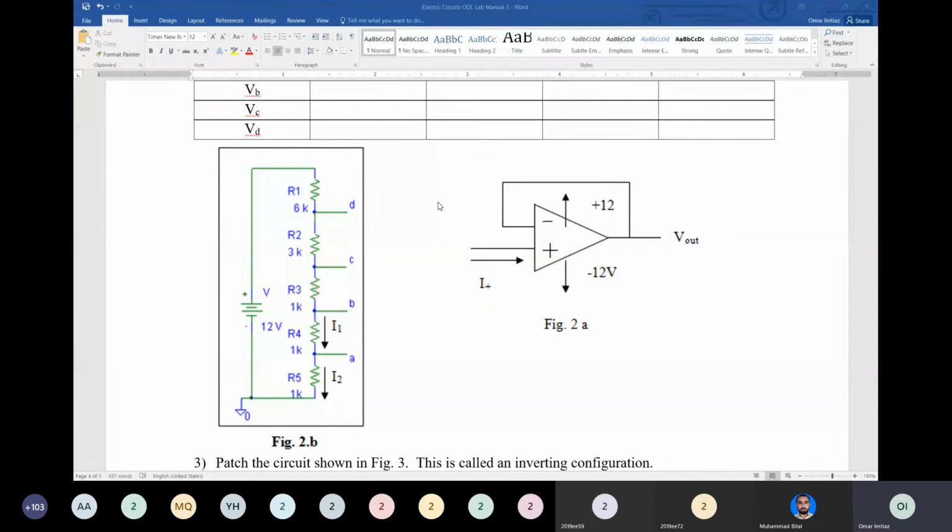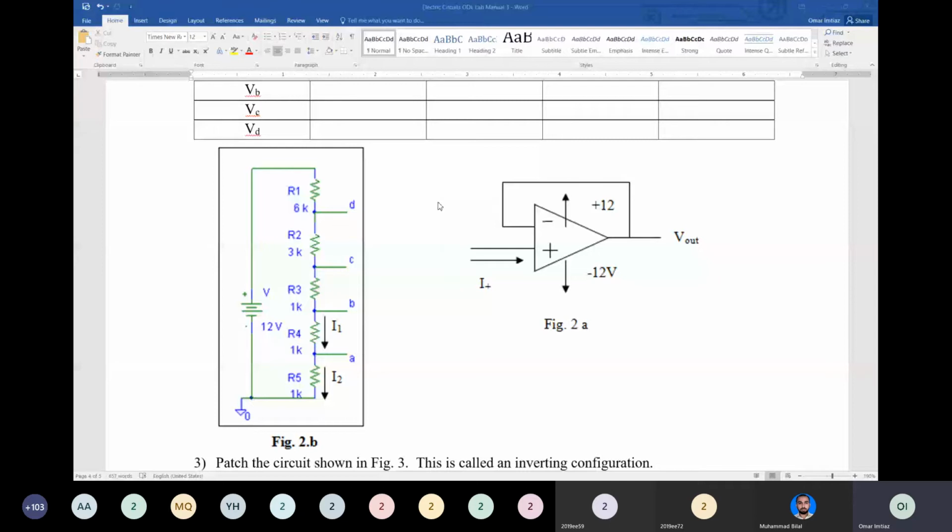So these are the values that you'll record, and at the same time, you will record values for I1, I2, and I positive. Let me explain I1, I2, and I positive as well, so that you do not make any mistakes while filling out the table. Whichever terminal you're using, I1 will be the current entering that terminal, and I2 will be the current leaving that terminal.